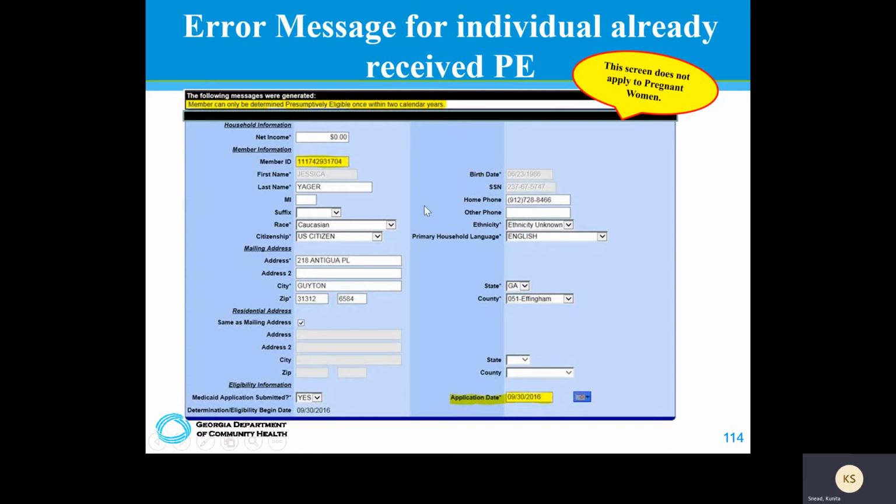Then if they are, you would try to put them into Gametes. And then once you put them in, if they had presumptive within the last 2 years, then this is the error message that you would get, and you would not be able to go any further. And I think down here, it would tell you what their application date was that they applied for.